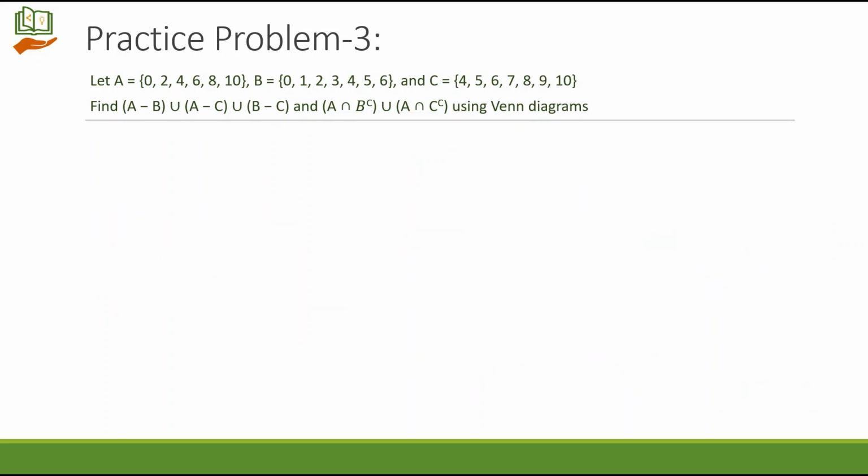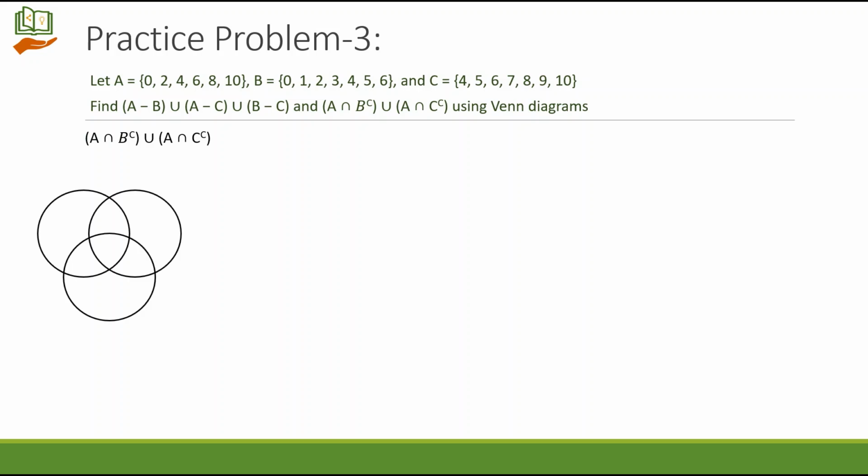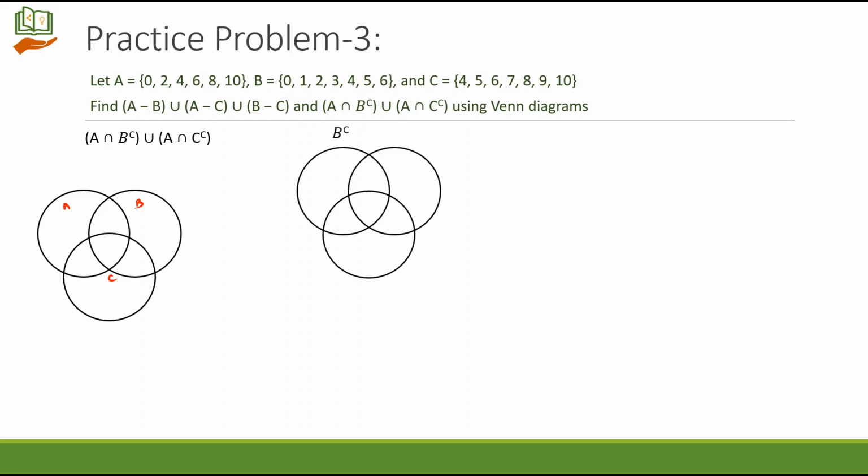We have one more expression to be evaluated. So let's take the set again A, B, C. Let's start with finding B's complement. What is B's complement? Except B, everything else should be covered. What about the value of B's complement? We have 0, 1, 2, 3, 4, 5, 6. So what is not present? 7, 8, 9, 10 is not present. That will be B's complement.